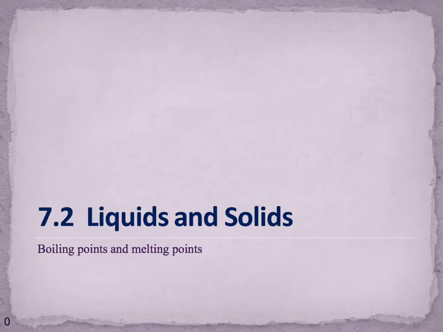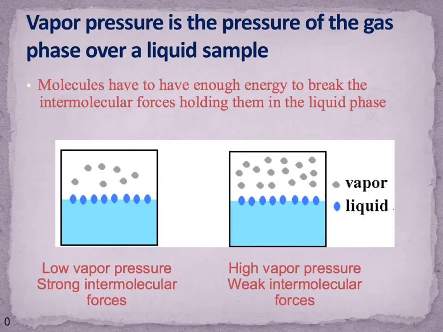So we want to look at boiling points and melting points for liquids and solids, because both of these things, boiling going from liquid to gas and melting going from solid to liquid, are affected by the ability to move molecules apart from one another. So we want to look first at vapor pressure. Vapor pressure is the pressure of the gas phase over a liquid sample. If I took a cup of water, for example, and put a lid on it, and I measured it later on, what I would find is that there is some pressure of water molecules above that liquid water that are in the gas phase.